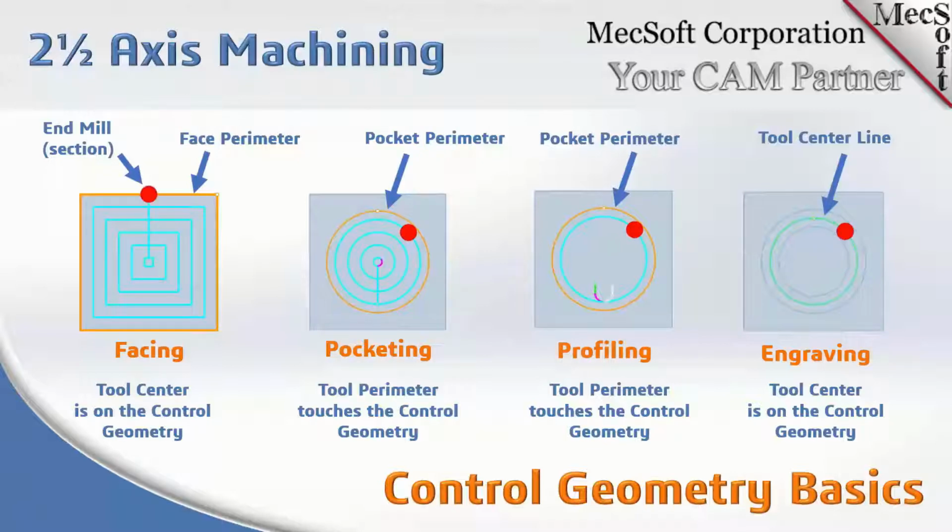Now, these are the four basic operations. There are more advanced operations in 2.5 axis, but we're just touching the basic operations.